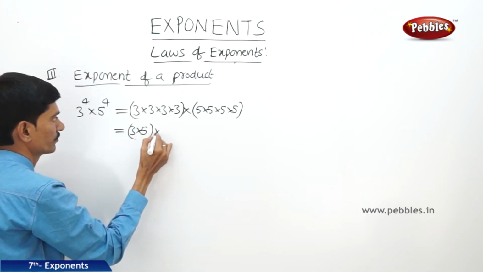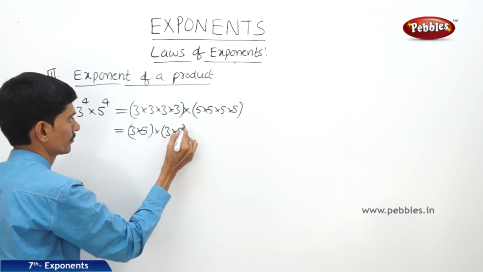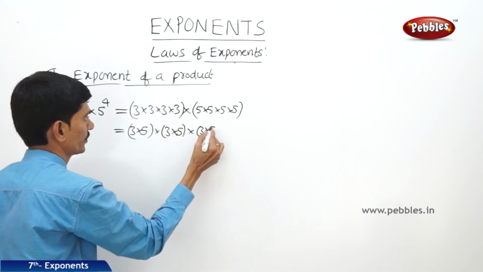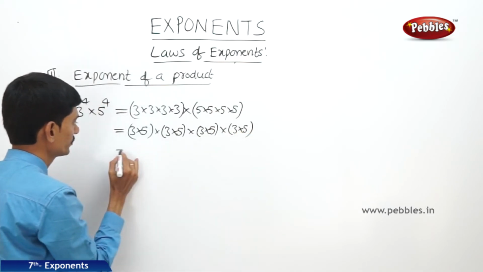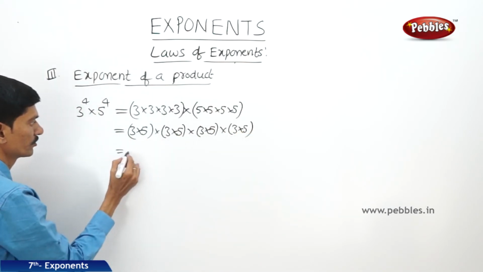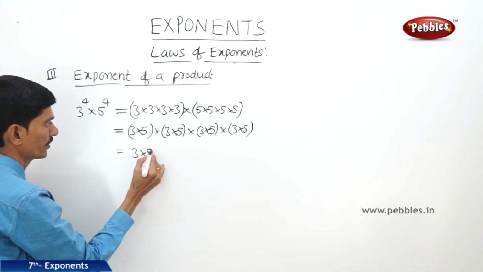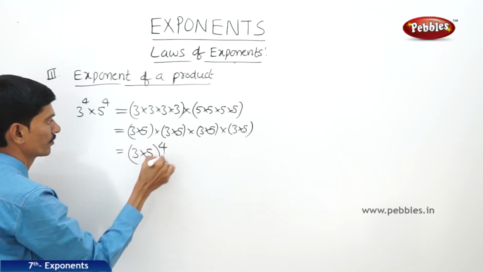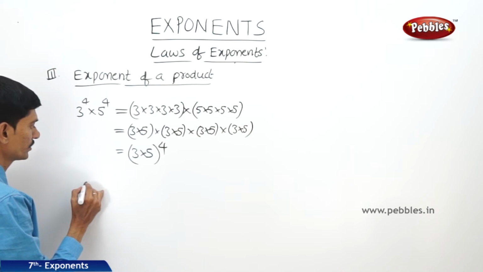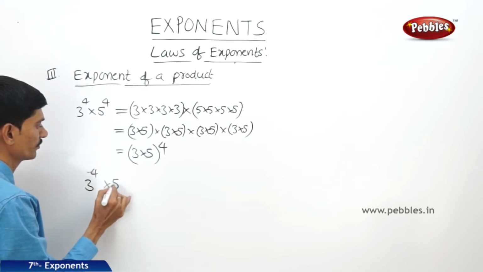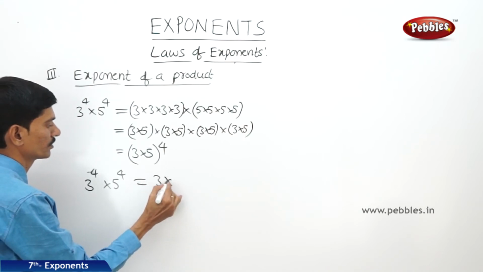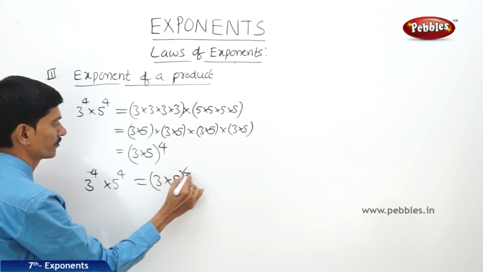and this 3 into 5, and 3 into 5 into 3 into 5. Here 3 into 5 is multiplied 4 times, so we write 3 into 5 whole to the power of 4. So then we can write that 3 to the power of 4 into 5 to the power of 4 equals 3 into 5 whole to the power of 4.